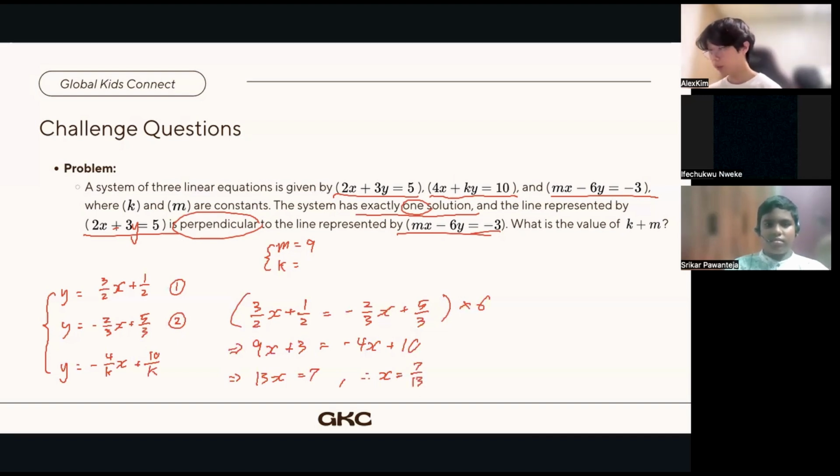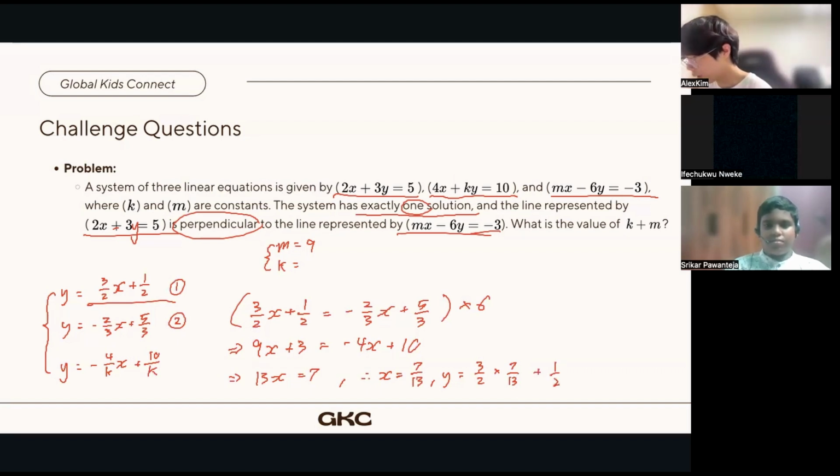Now, we know x, and we can now find y as well. So we can plug the x value into either equation 1 or equation 2. It doesn't really matter, you get the same answer. If we plug it into equation 1, then we will get y equals 3 over 2 times 7 over 13, the x value we found, plus 1 over 2.